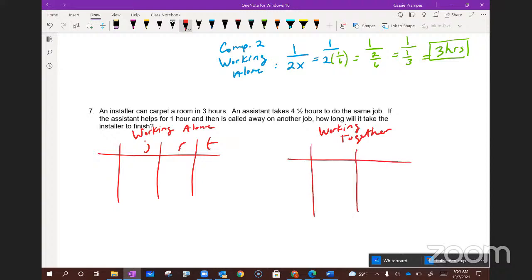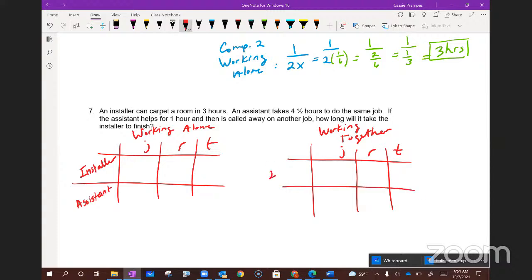Okay, so we got job is equal to rate times time. And who are we working with? An installer. He sounds so professional. And then his assistant. And same here, installer and assistant. And it says an installer can carpet a room in 3 hours. That's by himself, which means that it takes him 3 hours to do 1 room. The assistant can do the same job in 4.5 hours. So I'm going to call that 4.5 hours.